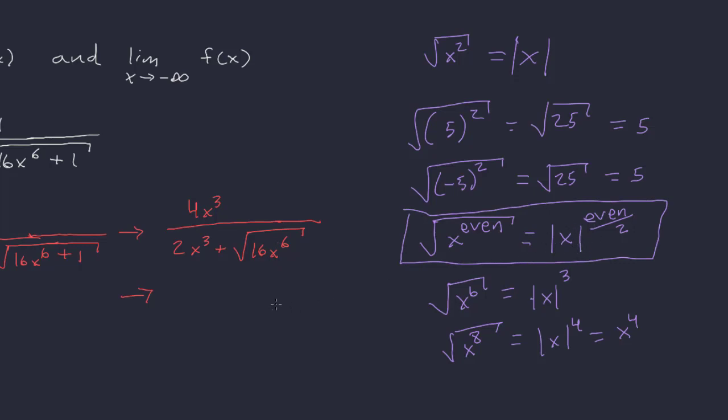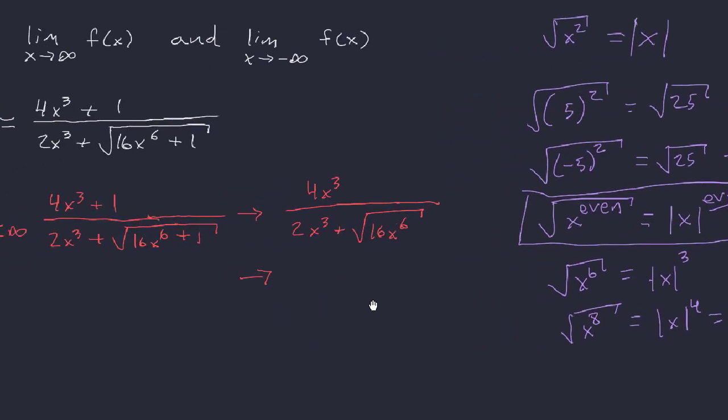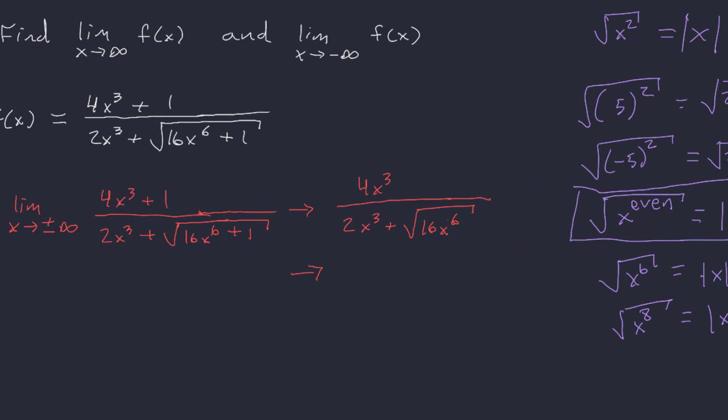Okay, so we can now see where we went wrong here, because this 4x cubed over 2x cubed plus the square root now will, instead of just being 4x cubed, be 4 times the absolute value of x cubed. And where this comes into play is, remember the definition of the absolute value of x?